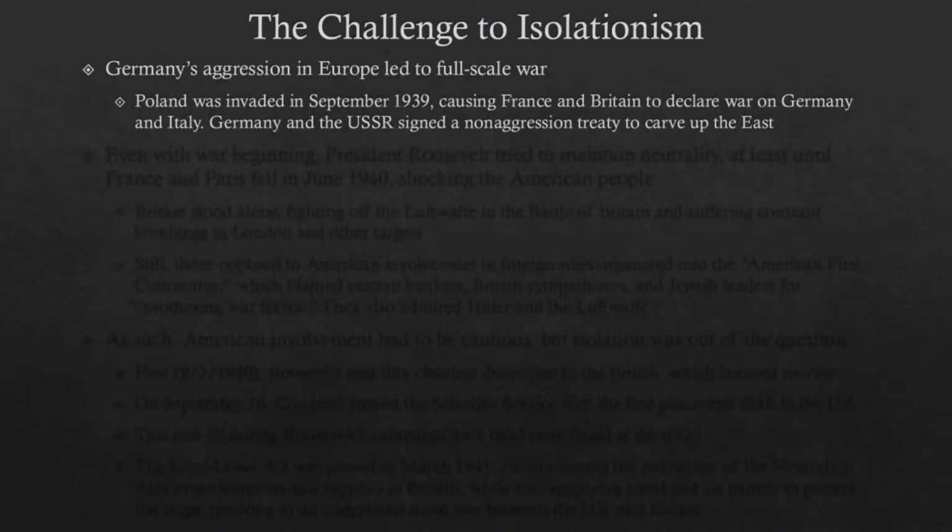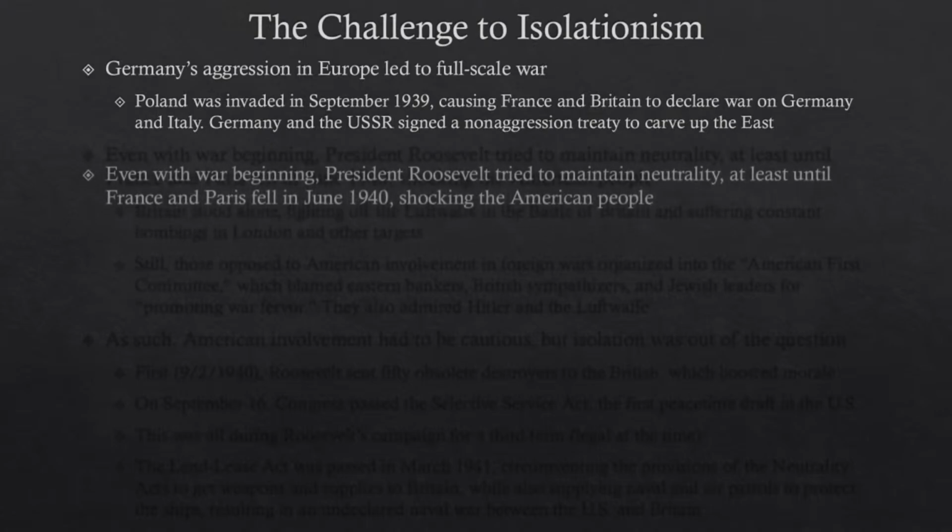So obviously all this led to war in Europe. Poland was invaded. France and Britain declared war on Germany, and also Italy, because Italy was there. Italy was allied with Germany, but they really don't come into it too much. Germany and the Soviet Union technically declared a non-aggression pact so they could carve up Eastern Europe, at least for a little while. We'll get into that later.